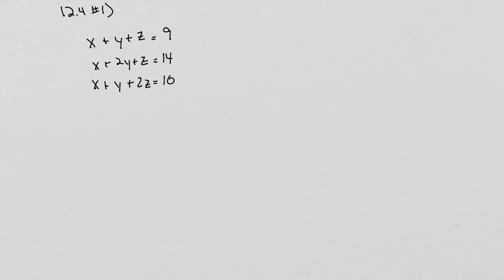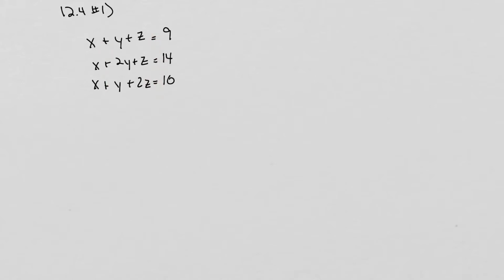So in section 12.4, we're looking at solving 3 equations and 3 variables using matrices. You could do this with 2 equations and 2 variables also. But by using matrices, we just are agreeing that we're not going to write down all these little variables. So we're not going to write down the x's or the y's or the z's. In fact, we're not going to write down the plus signs or the equal signs either.